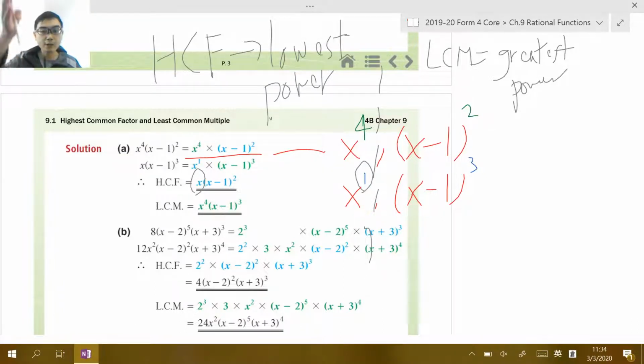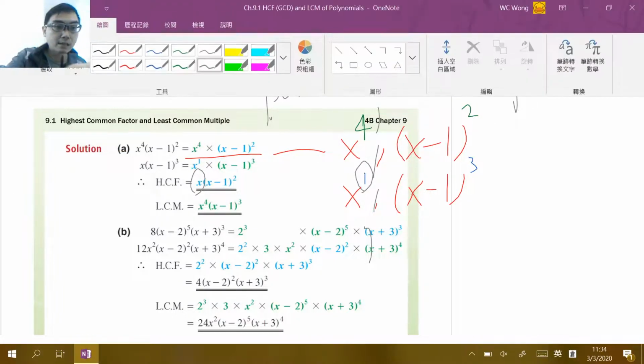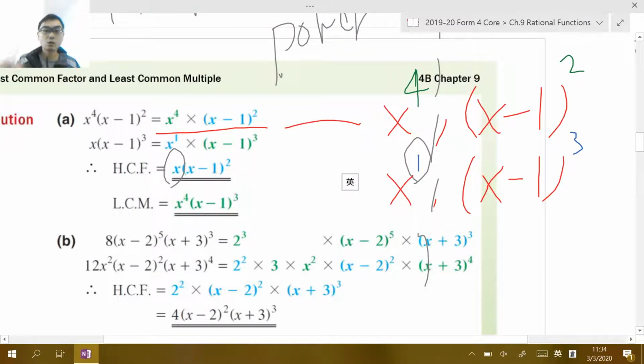After you have finished this group, you go to another group and do the similar thing. For example, x minus 1 squared goes to HCF, and x minus 1 cubed goes to LCM. Then you just multiply all the things in HCF, and in LCM, and we call that the answer. You can see that it is very easy. What you need to do is just compare, group by group. Take the lowest power to the HCF. Once again, lowest to HCF, greatest or highest to LCM, just opposite. Then we will have the answer.